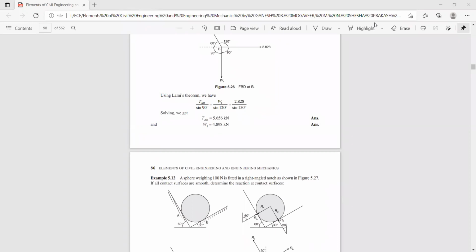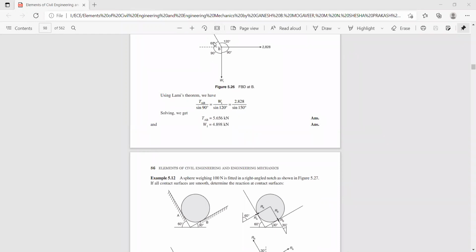Am I audible? Am I audible? Hello. Am I audible? Yes, sir. Screen share is visible. Yes, sir. Visible.